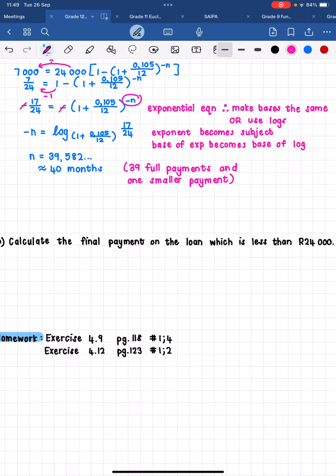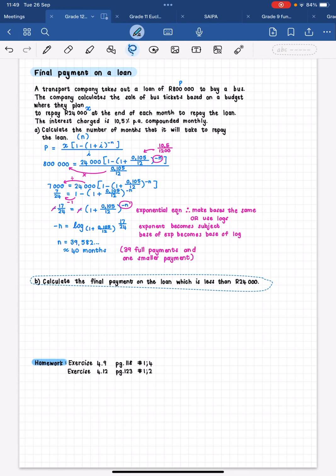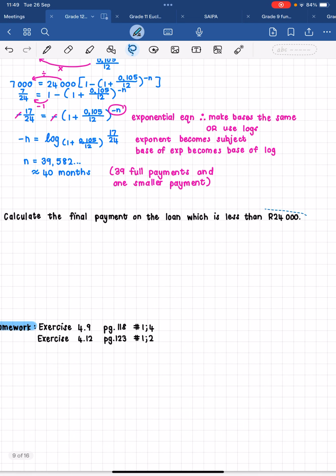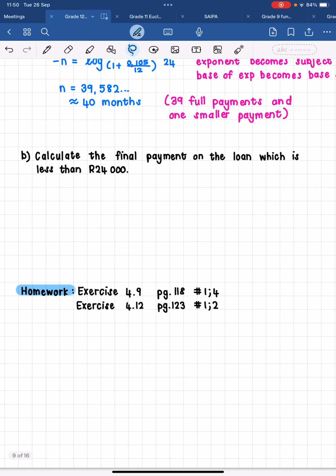All right, so what we've done now is not actually new, right? You should have been able to do questions like this in your exam where you're solving for n, where you're using logs. But now the question that comes after, I'm just quickly going to move it back up again. It is printed on your page. Calculate the final payment on the loan, which is less than 24,000 Rand. Right, so we said now that we have 39 full payments and then we have one final payment that is actually going to be less than 24,000 Rand.